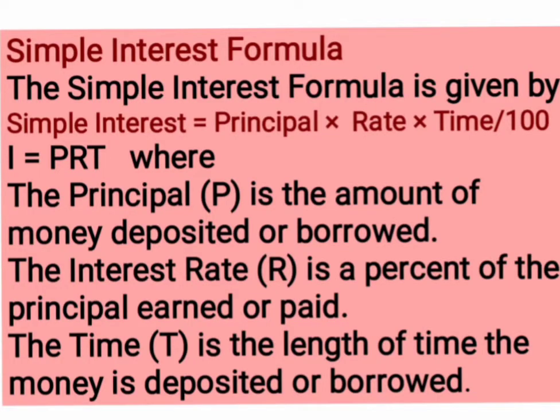So the simple interest formula will become P, that is principal, R, that is rate, T, that is time. So principal into rate into time, when divided by 100, will become simple interest. That is, I is equal to PRT upon 100. P stands for principal, the amount of money deposited or borrowed from the bank or from the money lender. The interest rate is a percentage of the principal earned or paid, and the time, that is T, is the length of the time for which the money is deposited or borrowed. So it will become PRT upon 100.